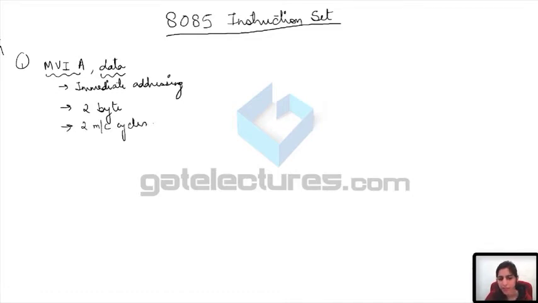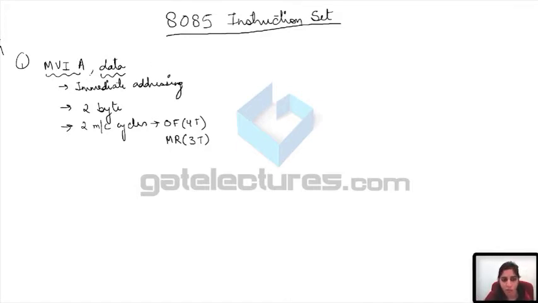I guess we've taken up the timing diagram for this instruction. This is going to take 2 machine cycles. One machine cycle is opcode fetch of 4 T states, and the other is a memory read just to extract the data, which takes 3 T states. So this is a 7 T states long instruction, 2 machine cycles, 2 bytes in size, and it is immediate addressing mode.